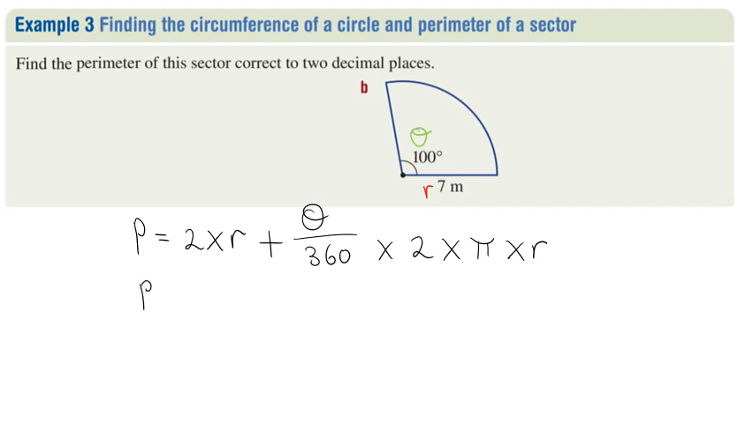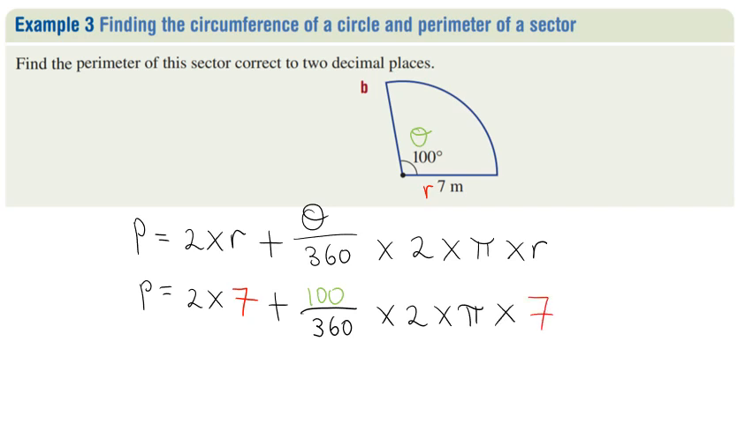So I'm going to substitute those values into the formula. So I'll have P equals 2 times the r, which is 7, plus the angle, which is 100, divided by 360 times 2 times pi times 7. And you just pop that whole thing into the calculator, and my perimeter is 26.22 meters.